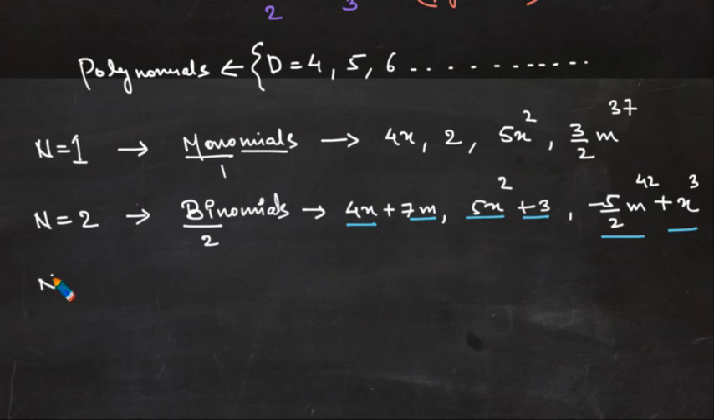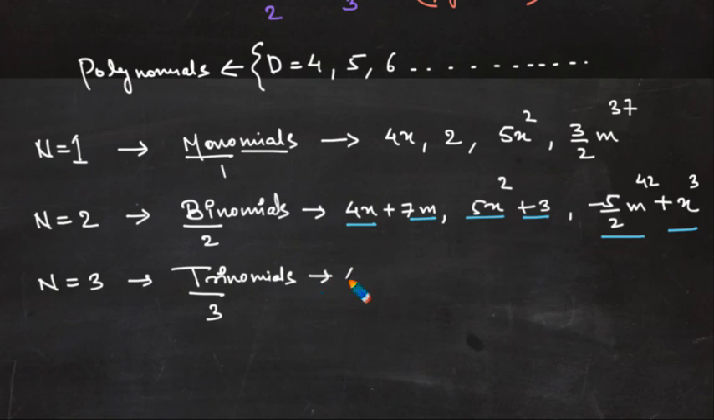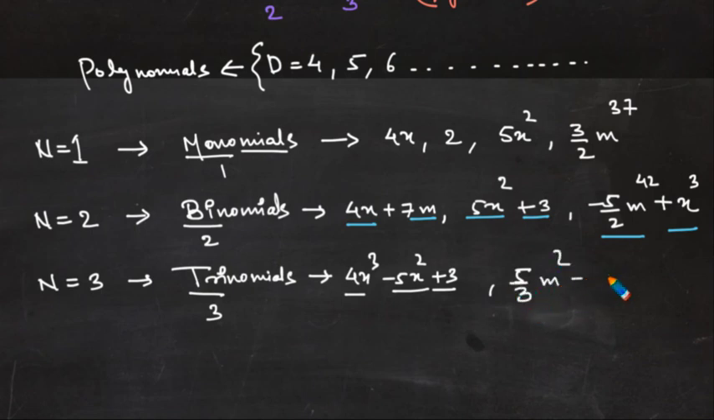Similarly, if the number of terms is equal to 3, we call it a trinomial. And I think you might have guessed this by now. Tri means 3, so trinomials. For example, 4x cube minus 5x square plus 3. 3 terms: 1, 2, 3. So this is a trinomial. Similarly, let's say we have 5 by 3m square minus 7y to the power 9 plus k. Again, we have 3 different terms. So this would be a trinomial.